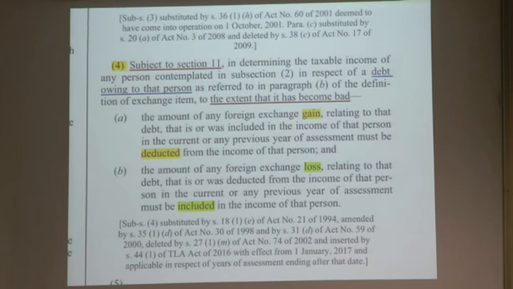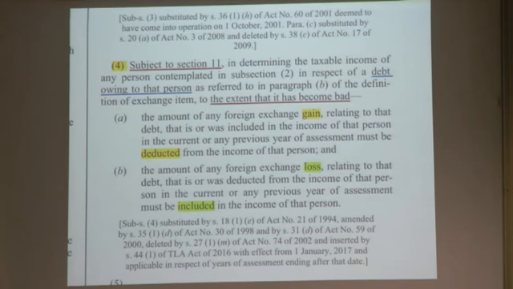Now remember when I did 24I(6), I said 24I is in lieu of any other deduction. So the normal rule is 24I takes preference. But when it comes to bad debt, you must first do your normal 11A and 11I rule, and then we can do this rule. So it says, subject to section 11, in determining the taxable income of a person contemplated in subsection 2, those are all companies, non-trading trusts, those ones, in respect of a debt owing to that person.